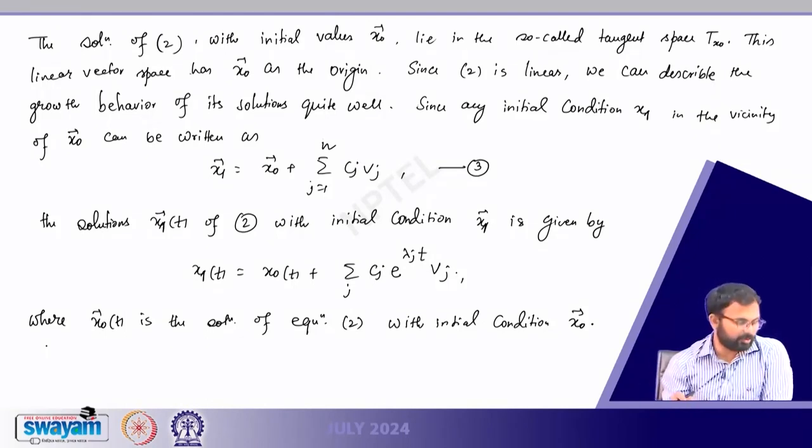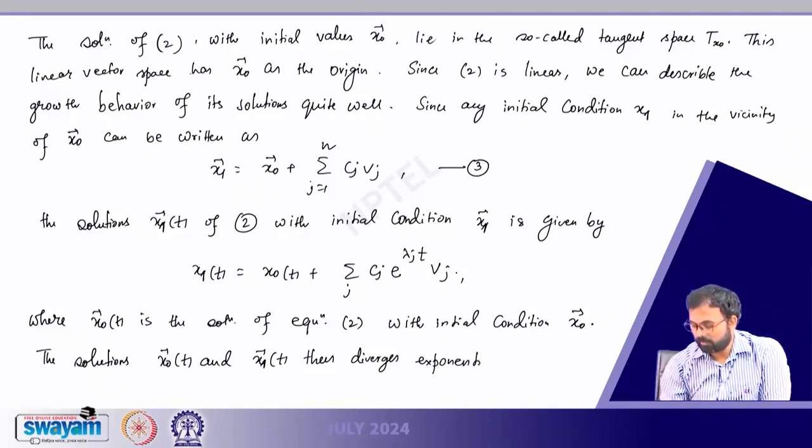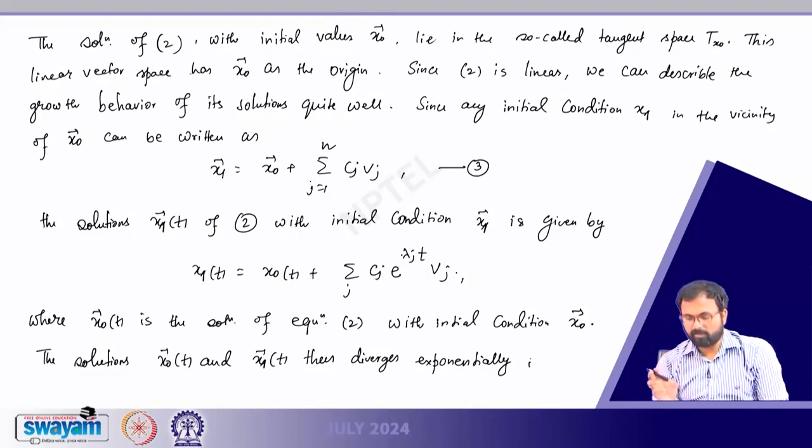So, both x1 and x0, the solutions x0(t) and x1(t), thus diverge exponentially as t tends to infinity if any one of the eigenvalues becomes positive, because then the exponential is positive. So, as t tends to infinity, it will take the solution to infinity. So, in order to have non-divergent properties, all these eigenvalues must be less than 0, right.